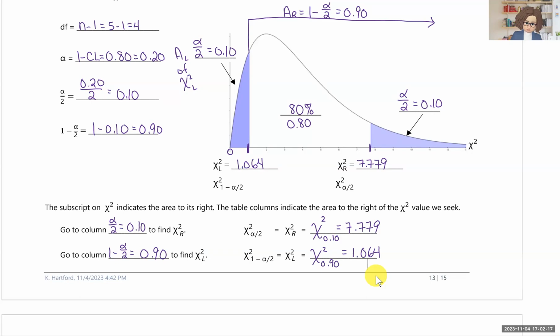Okay, so I know it can look a little confusing, especially the first time. We'll do more examples for sure. But eventually here, we're going to learn to create a confidence interval. And we're going to see these values, chi-square right and chi-square left, in the formula.